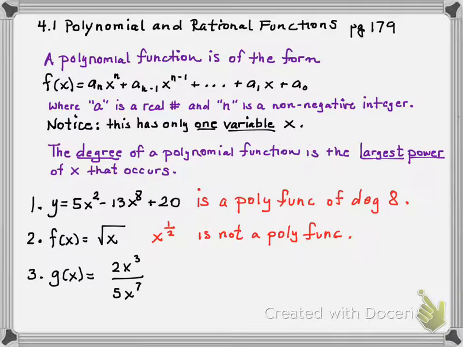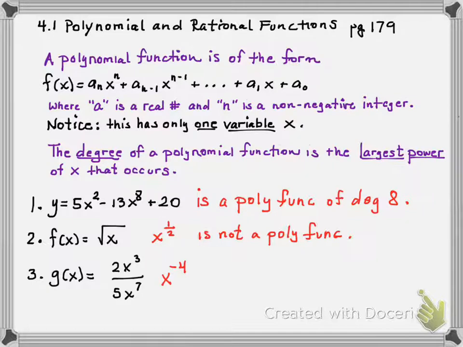And last but not least, we have number 3. We have g of x equals 2 times x to the 3rd over 5 times x to the 7th. Well, if you take a look at the powers there, x to the 3rd over x to the 7th, this is ultimately x to the negative 4th power, right? Or x to the positive 4th down low if you reduced.